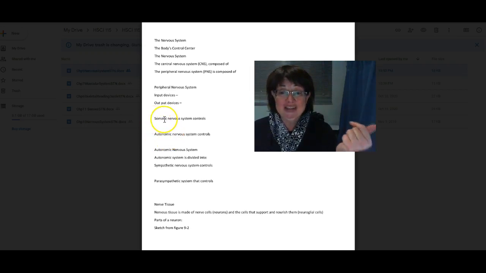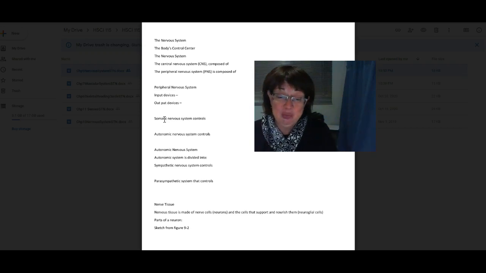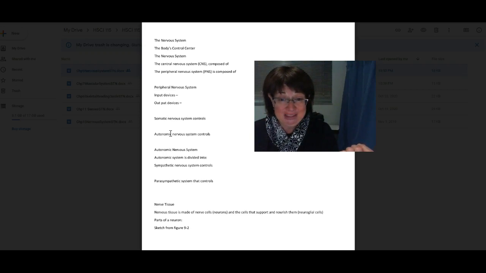The somatic nervous system you think about, and this is the one that controls your muscles. The autonomic nervous system is something that happens automatically, and this is the sympathetic, which is the fight or flight, and the parasympathetic, called rest or digest.